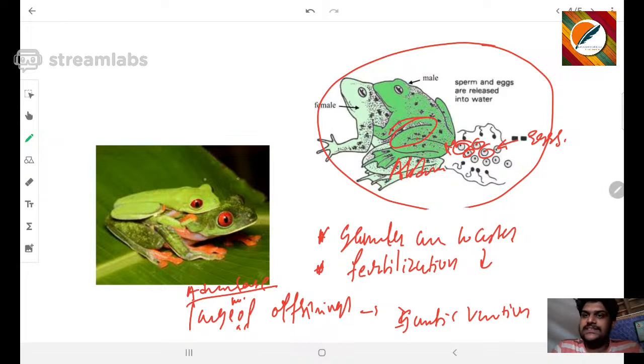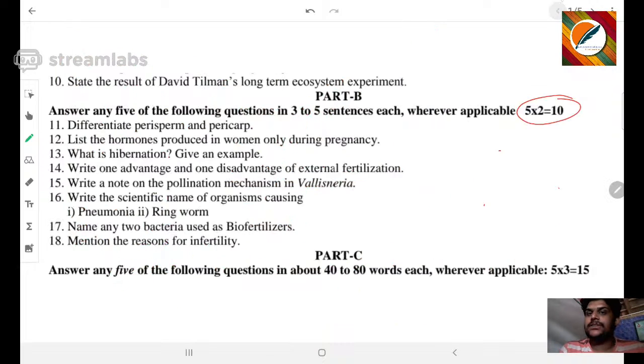So both of these are natural diagrams and this is an animated one. So these are the advantages and disadvantages, and it's a very easy one also. Okay, let's move to the next question. Write a note on the pollination mechanism of Vallisneria.